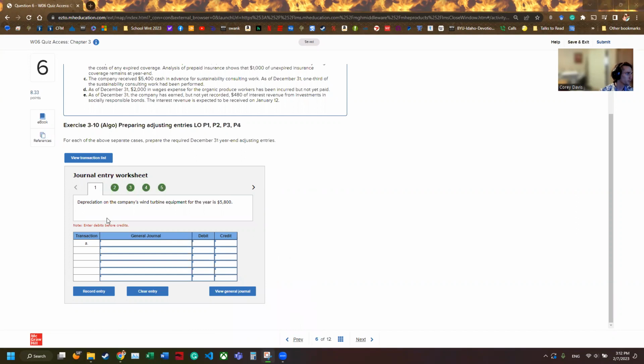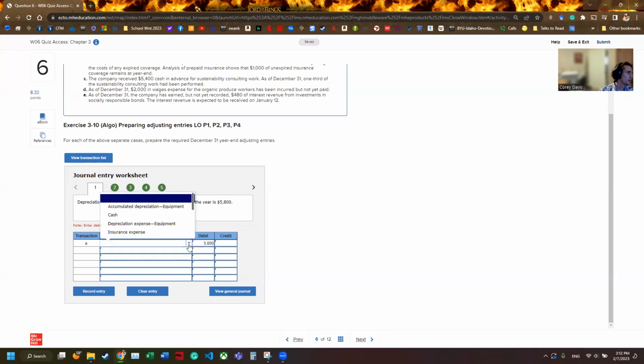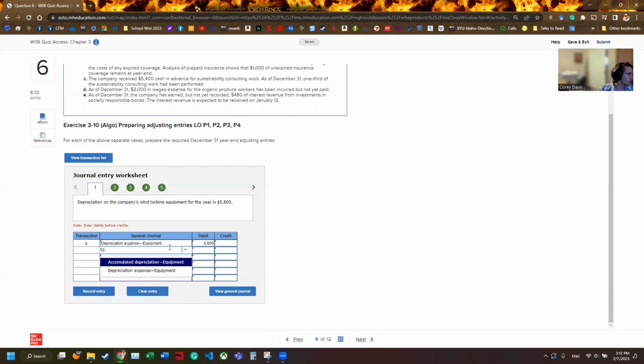So starting here, we have a depreciation on the company's wind turbine equipment for the year of 5,800. And we always do debit first. So that will be debited, and we are going to debit that to the depreciation expense account. And then we will credit the accumulated equipment account for the same amount. And that is problem 1.